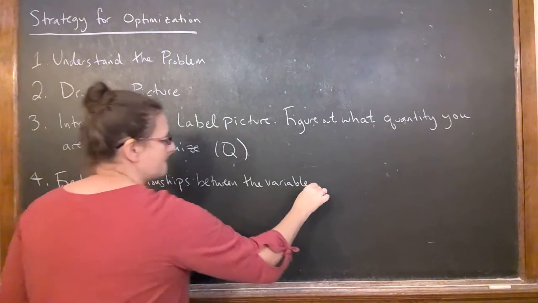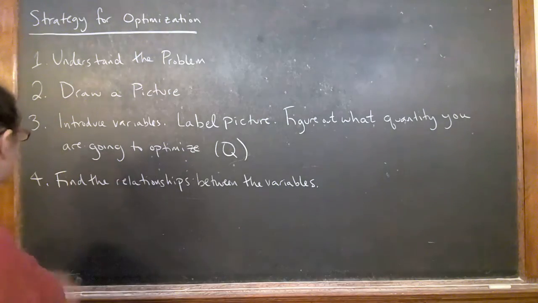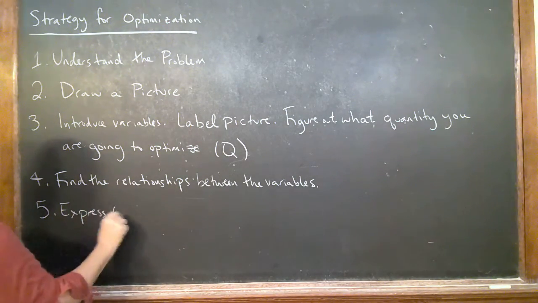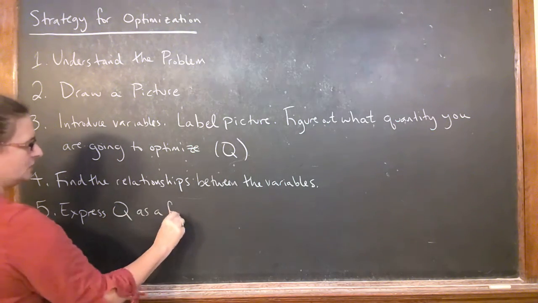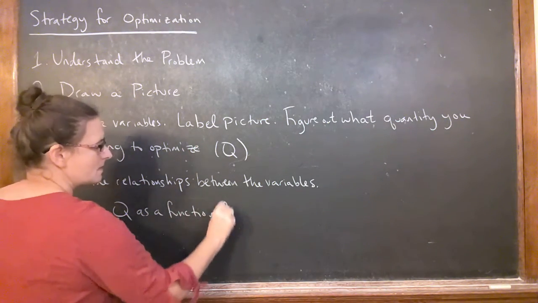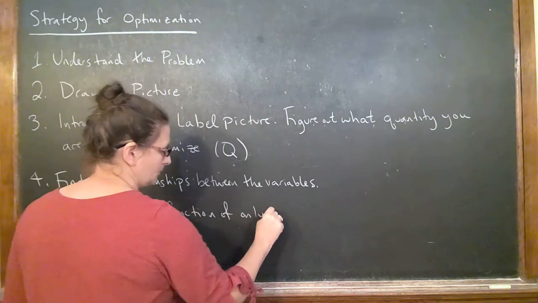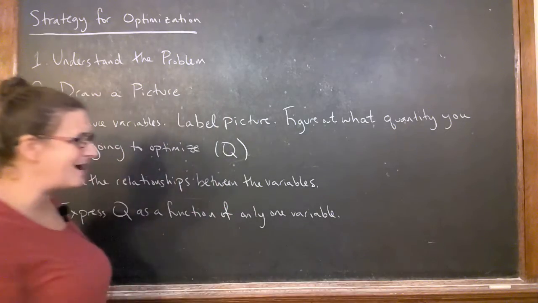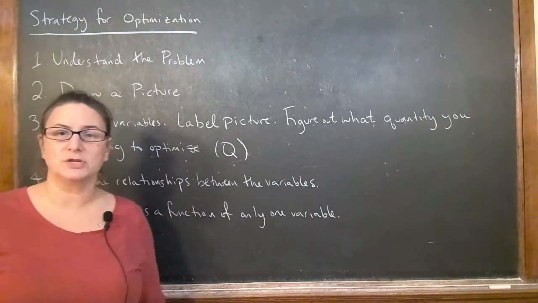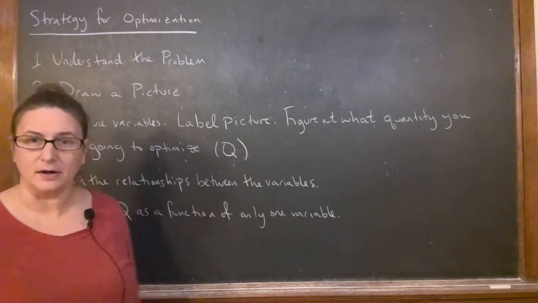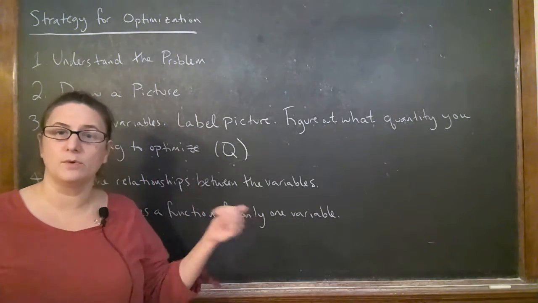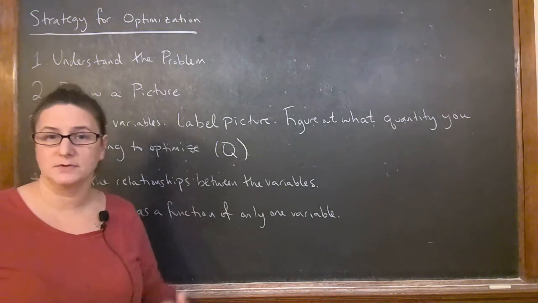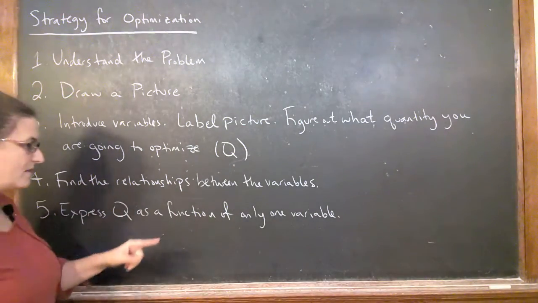So then express Q as a function of only one variable. So that's the part that can be tricky to figure out if you don't have all these relationships, but you'll get there. You'll get the relationships, and then what you have to do is remember, what are we trying to do? We're trying to take the derivative of Q. So it has to be in terms of one variable. Put it in terms of one variable.